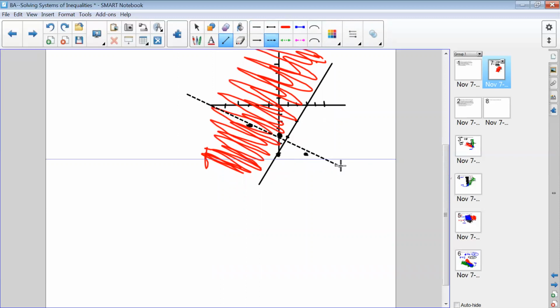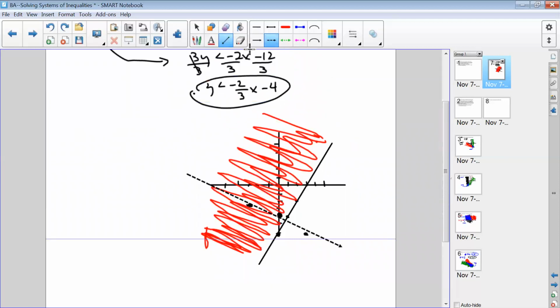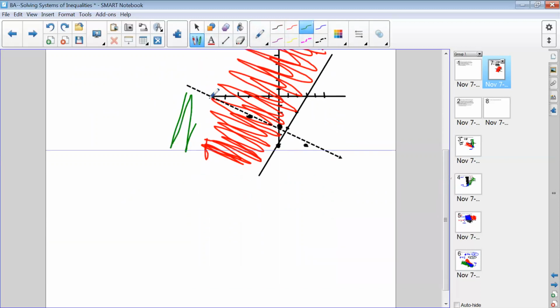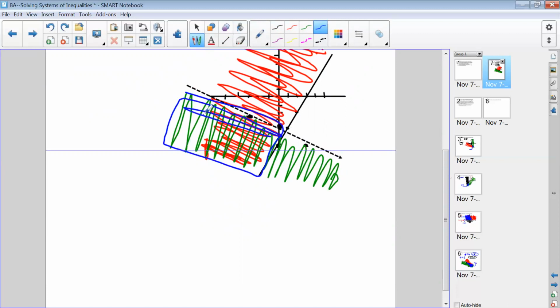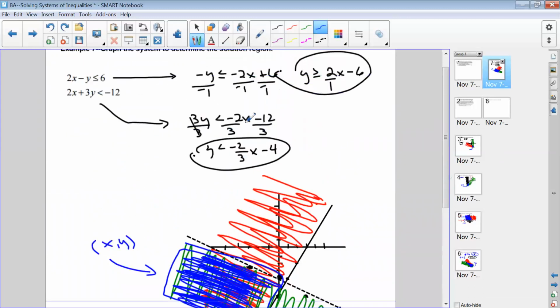So approximately there. And I want everything less than. So I'm going to come with the green. And I want everything less than this line, so you start to see where they overlap and where they do not overlap. So in this region here, everything in this region right here, all the ordered pairs that fall in that region satisfy both inequalities.